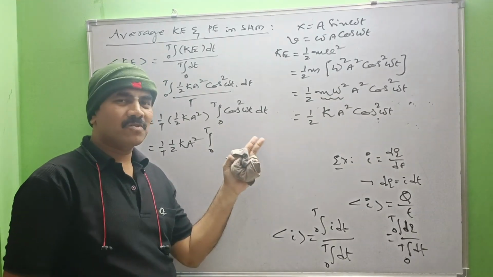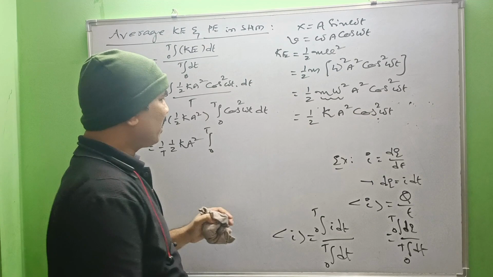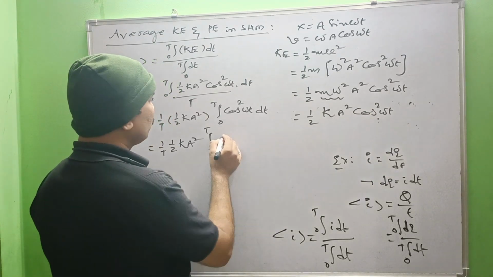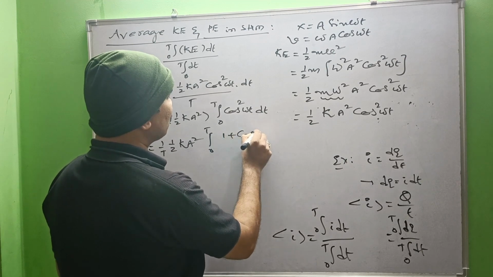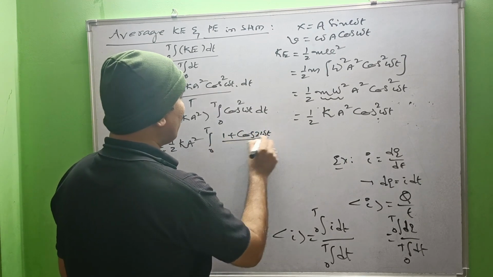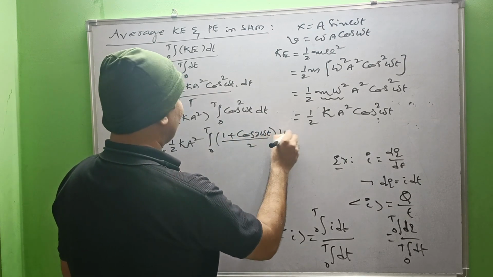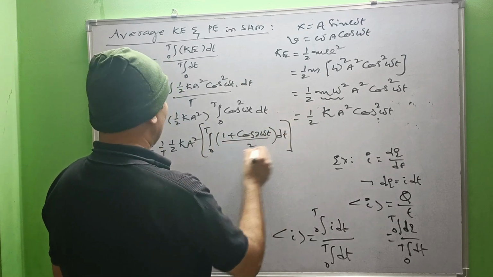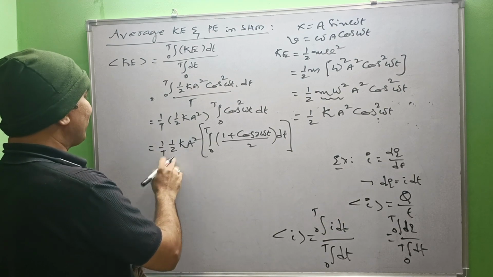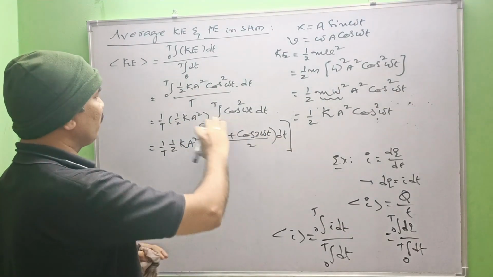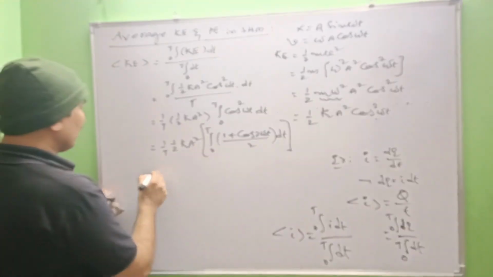We have a relation cos square theta equal to 1 minus cos 2 theta by 2. Sorry, 1 plus cos 2 theta by 2. That is 1 plus cos 2 omega t by 2 into dt. So here one more bracket. Why? Because 1 by T into half k a square is common for the entire term. That is integral.